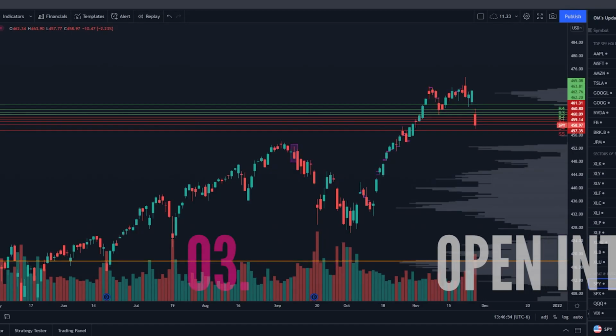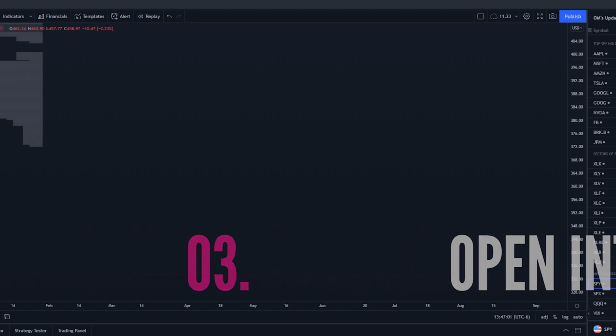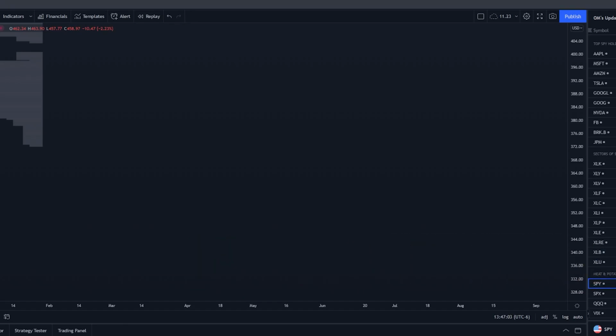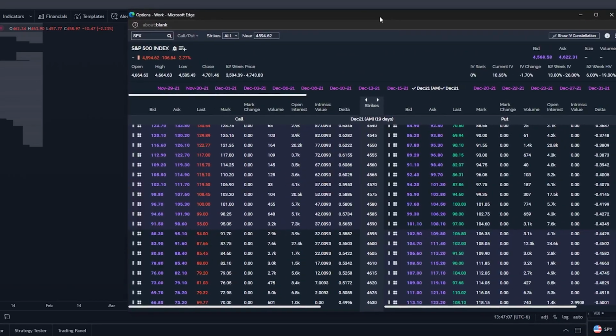Number 3, open interest. Very important, but very simple as well. So I use two methods to monitor open interest. The first is on my actual E-Trade. So this is the E-Trade options chain right here.